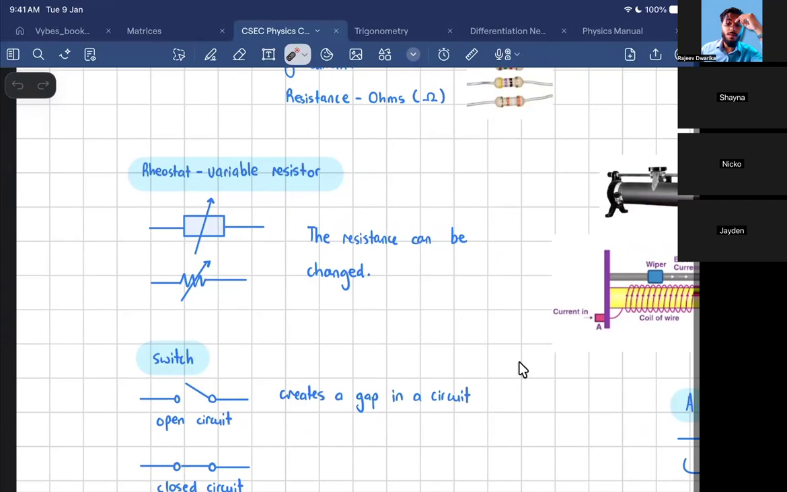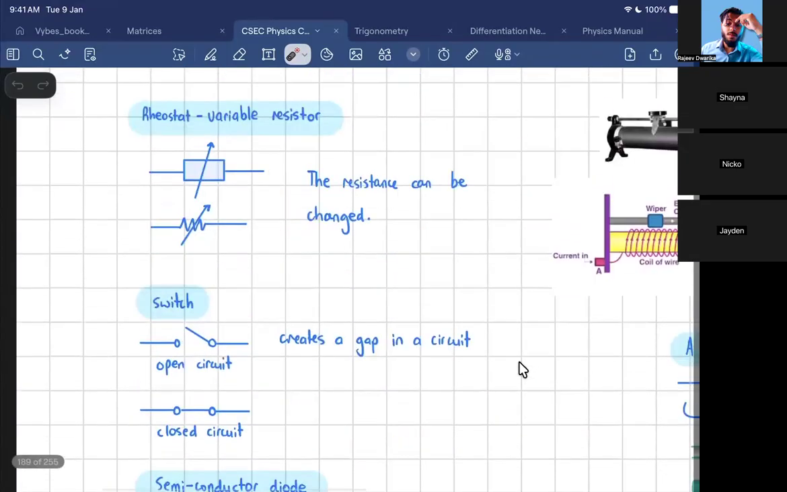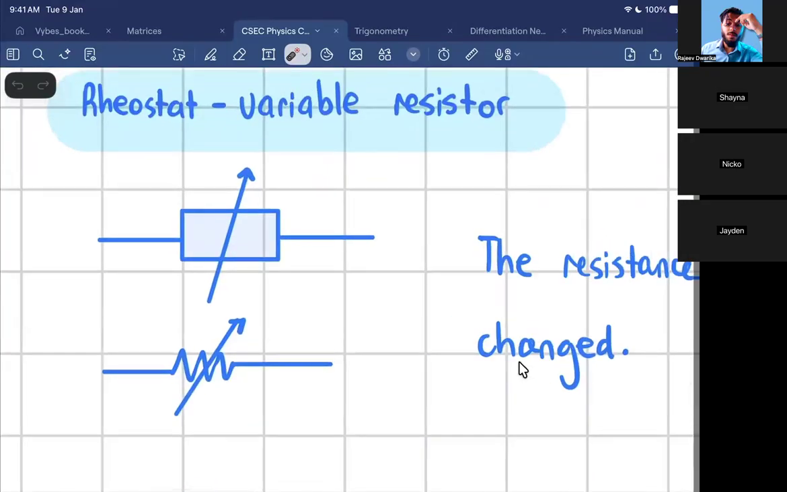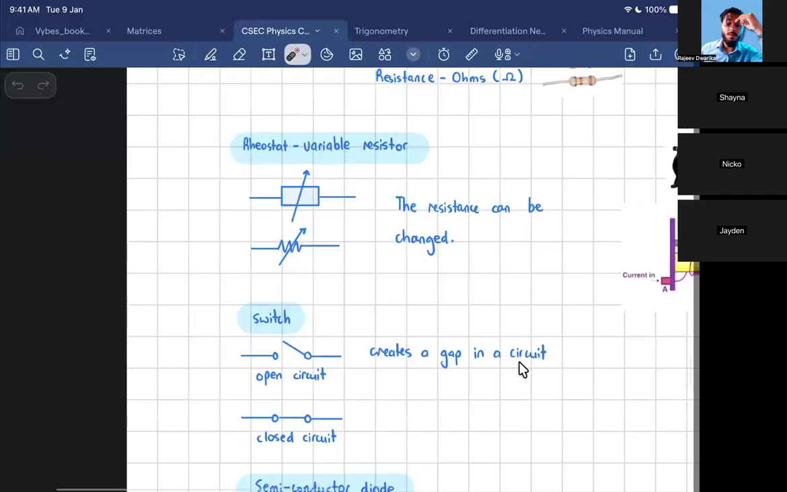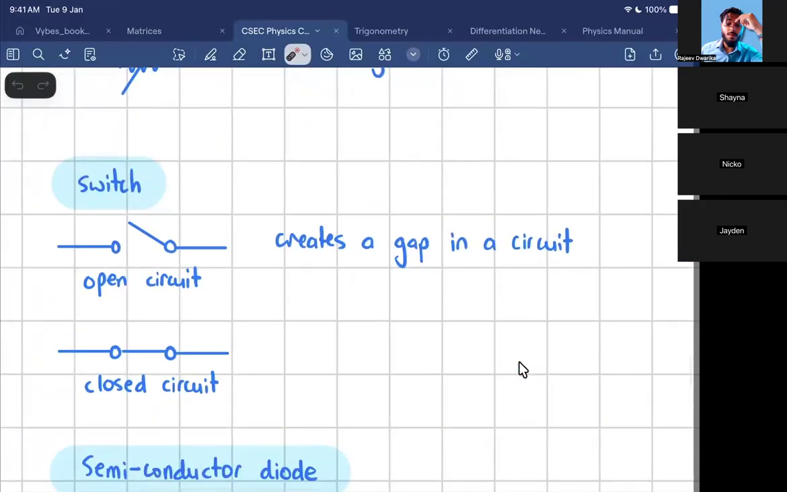Rheostat. A rheostat is a variable resistor, meaning that you can change the resistance. And this is what it looks like. Again, back with the box or the zigzag, but you need to put the arrow to indicate it's a variable resistor. A switch would create a gap in a circuit if you want, or you could close it.